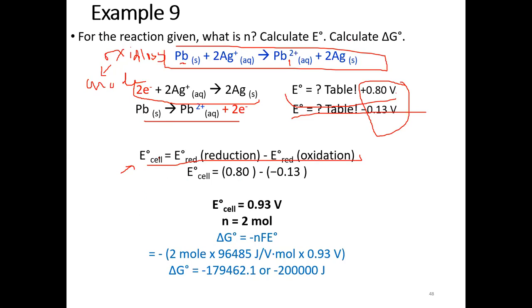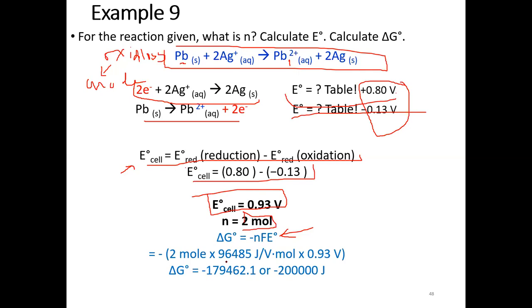So we're first going to calculate this E cell so that we can just use the nFE equation here, right? We got the numbers already from the table. We plug those in the same way we were doing it previously, and we calculated the E cell. How many electrons are flowing? See, lead is losing 2 electrons, and these 2 electrons are gained by the silver. So the total flow of electrons is 2 moles of electrons. We're going to plug that into the equation here.